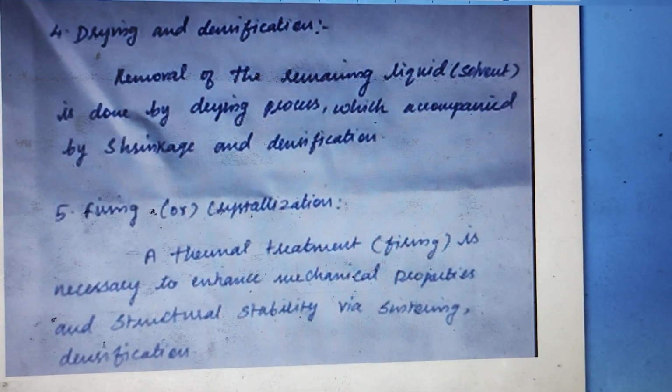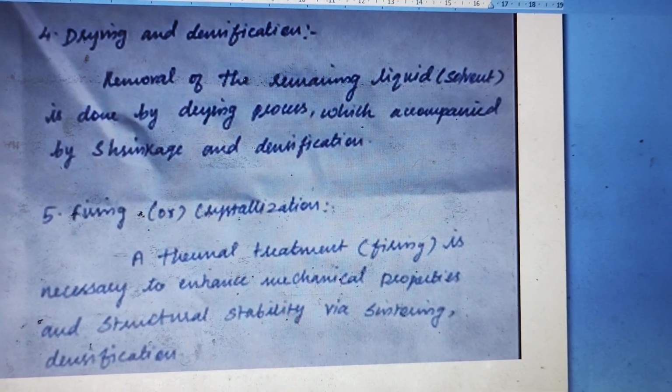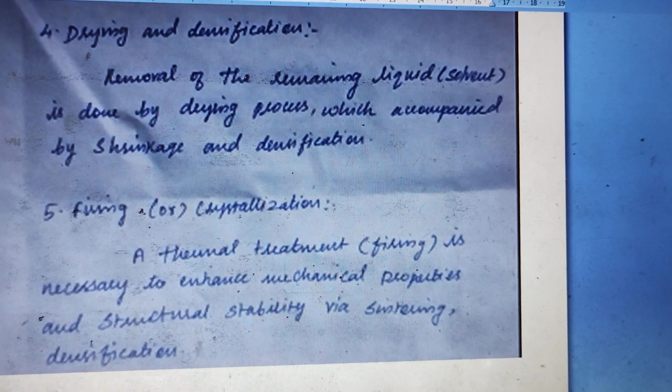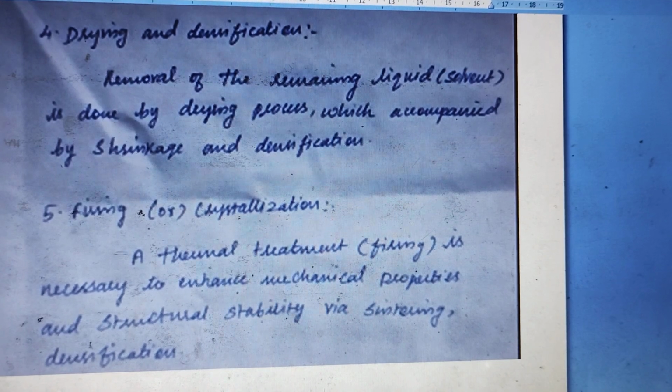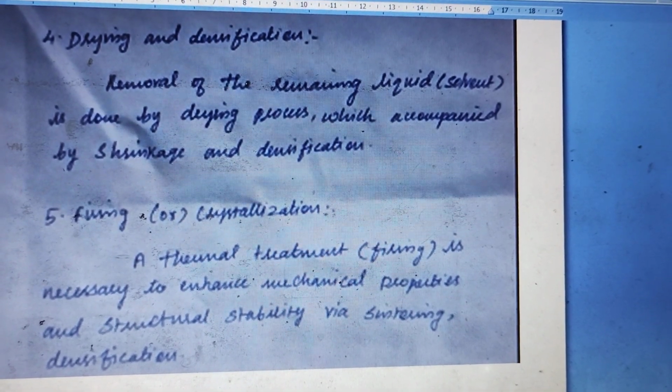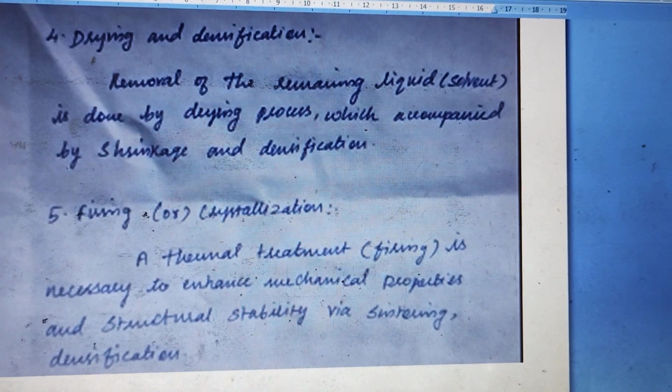In the fourth one, drying and densification. We dry the sol-gel particles, so we apply heating. Finally, the solvent and other impurities will be removed and the dry crystal will be formed. In the final step, firing or crystallization. In this thermal treatment, we apply the sintering and densification method. The particular nanoparticles will be obtained. These are the steps involved in the sol-gel process.